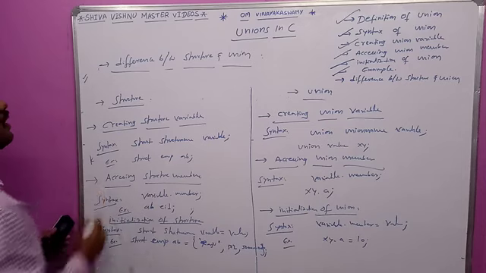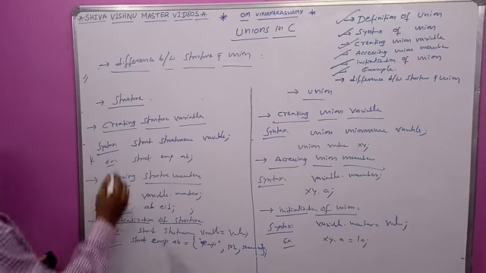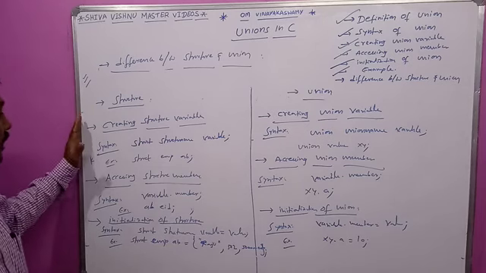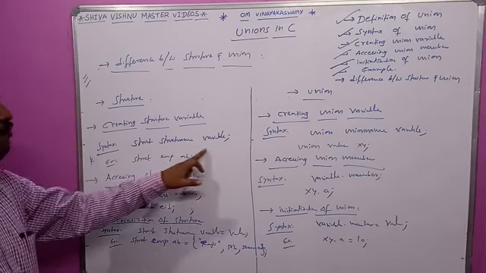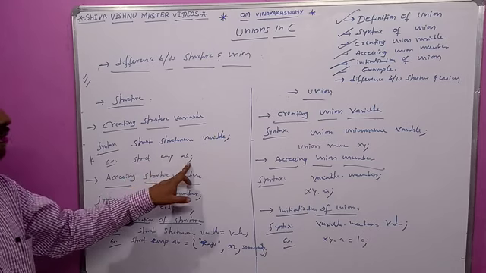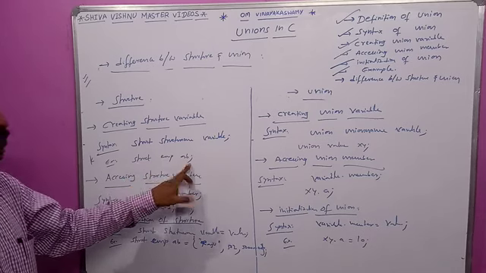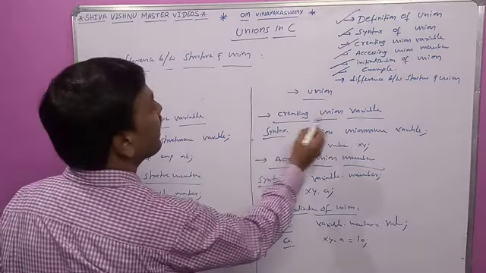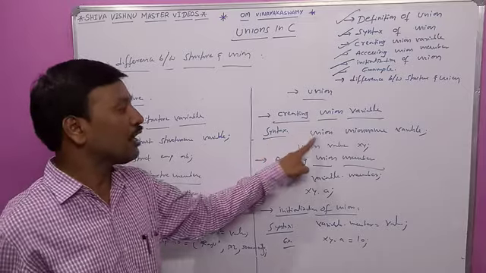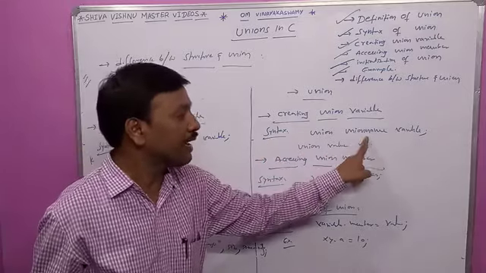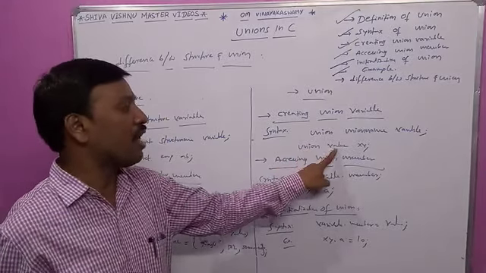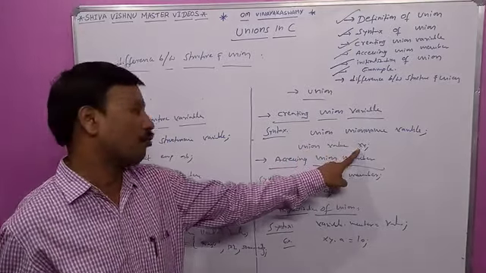The second one, you can see the syntax for creating structure variables: struct structure_name variable; semicolon. Example: struct emp e; where emp is a structure name and e is a variable. Here, in a union, creating a union variable also has a syntax: union union_name variable; semicolon. Here union name is value and xy is the variable.